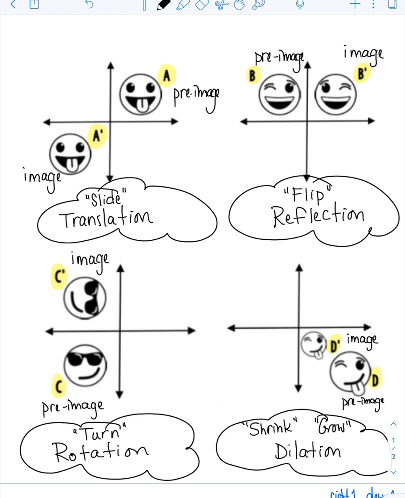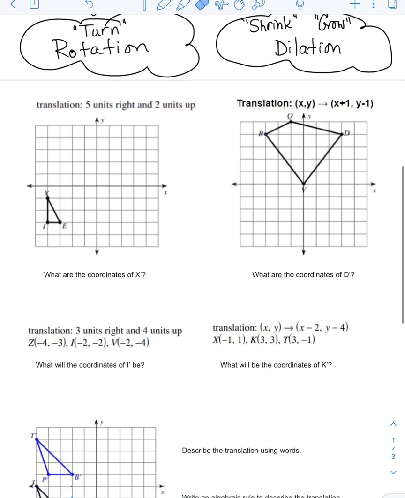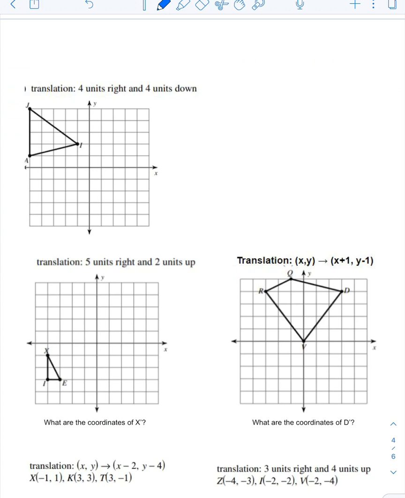So in this video though, we're going to focus on translations. So we're only going to take a look at slides. So when we talk about translations or slides, what you do is you just follow the directions. So, for example, this one says translation, 4 units right and 4 units down. So to translate or slide this picture, we just count. So let's start at J. So we have J, now we're going to find J prime. So I go 1, 2, 3, 4 to the right, 1, 2, 3, 4 down. So that is the new position of J prime.